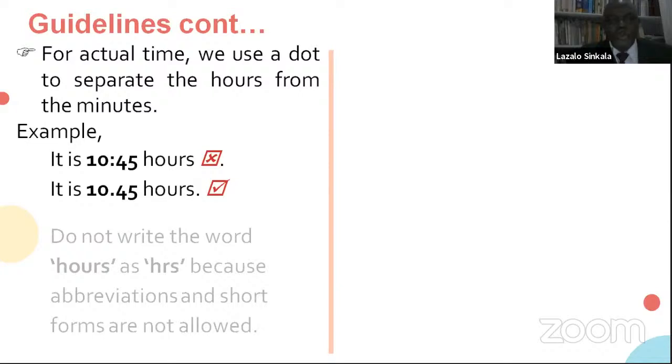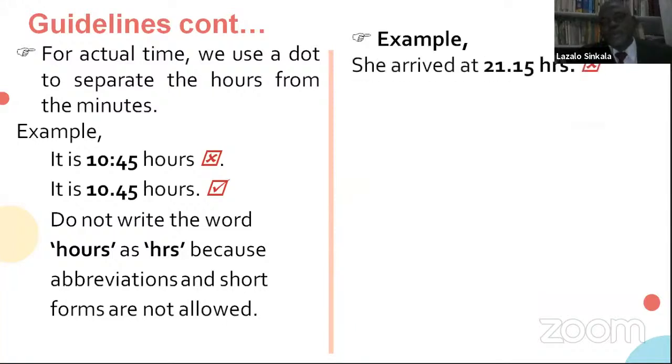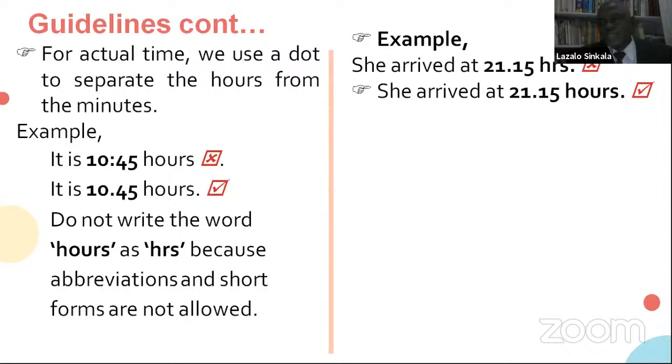Do not write the word hours as HRS. That's an abbreviation and it's not acceptable in composition writing. So do not write 21.15 HRS. That is wrong. It's supposed to be 21.15 hours.